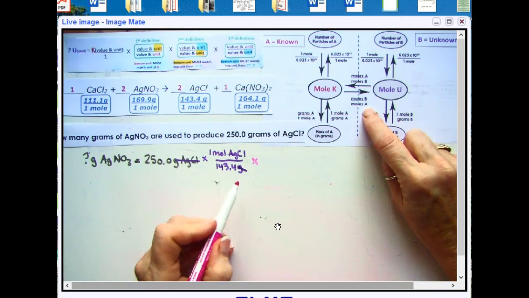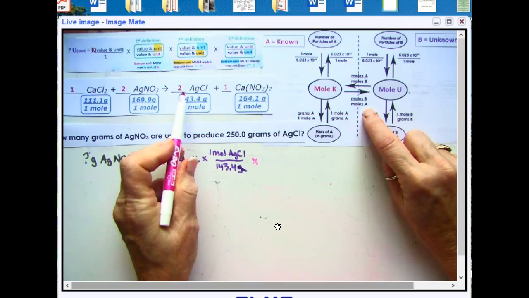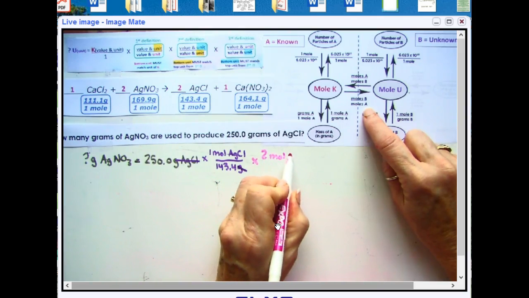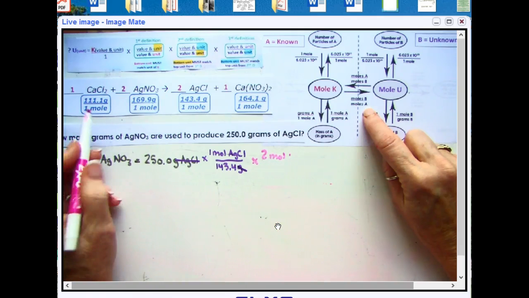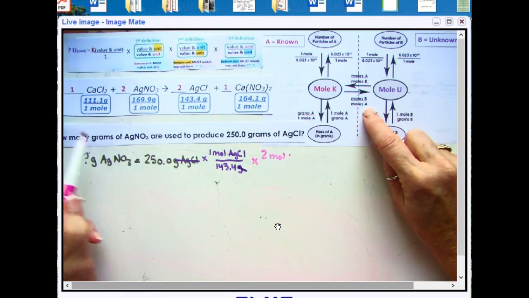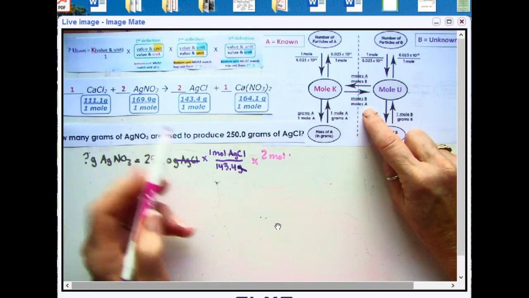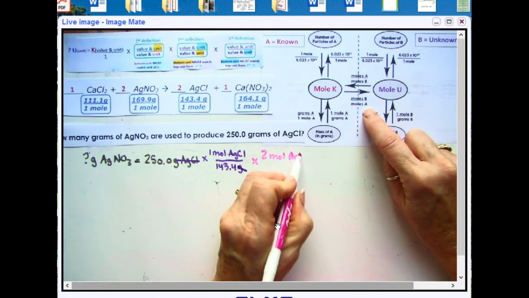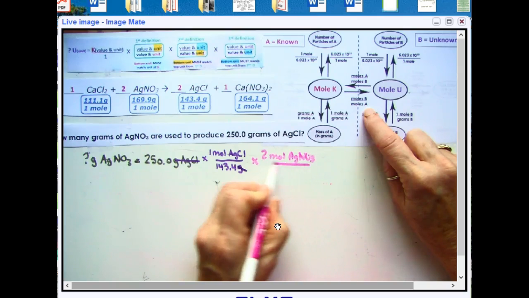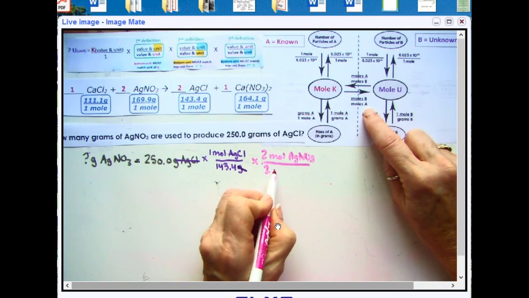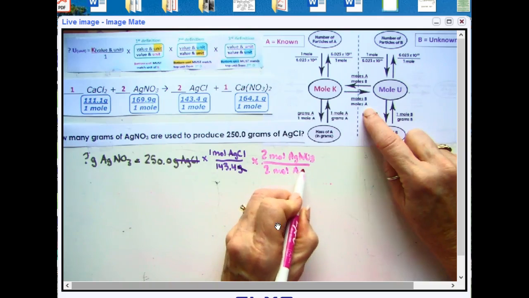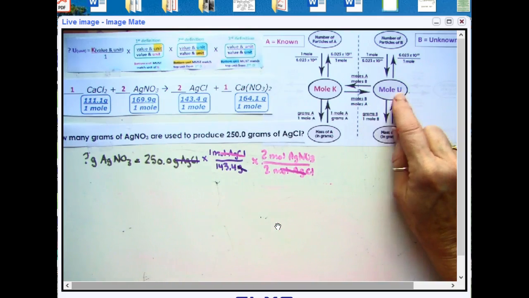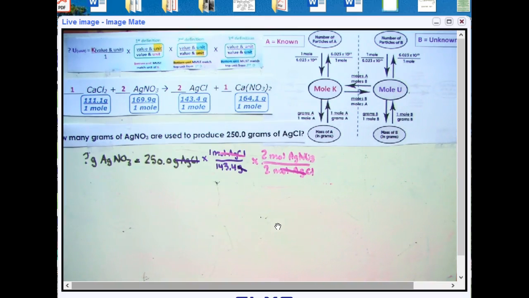So what's our unknown? Our unknown is AgCl, and we can see that it has 2 moles. Wait a minute, I was supposed to be going to the unknown. I apologize. We're looking for AgNO3, but it's still 2 moles. So it's 2 moles of AgNO3 over 2 moles of AgCl. Moles of AgCl cancel, so now we are at 2 moles of the unknown.